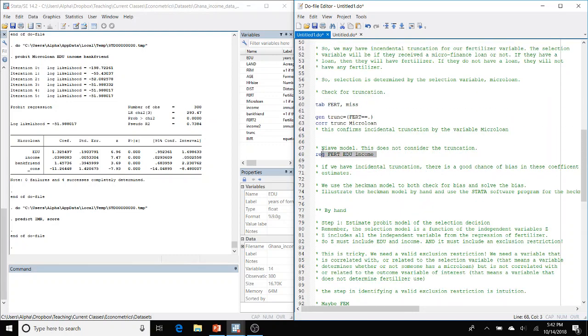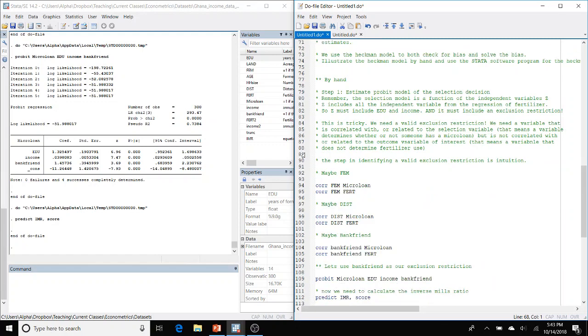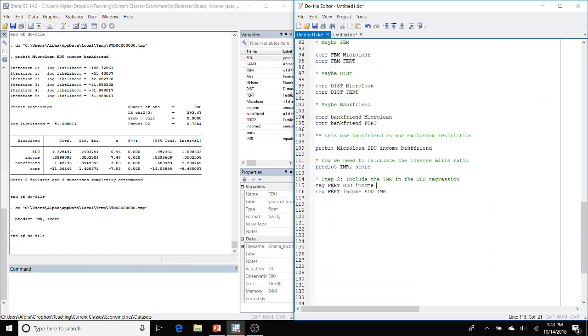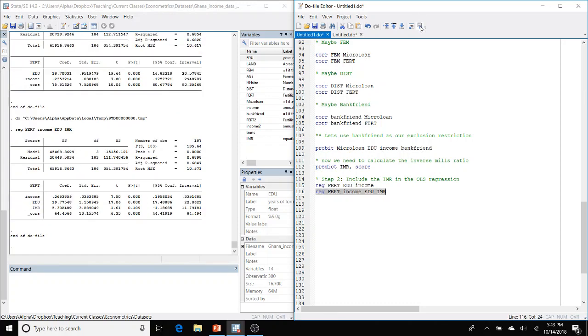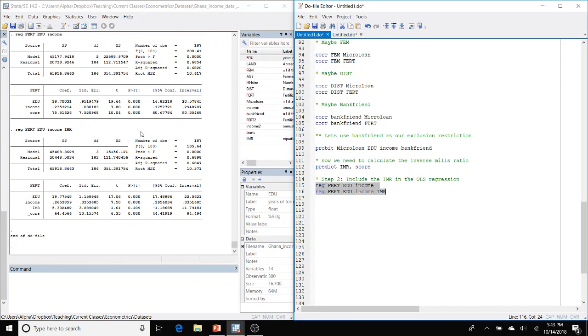Now, just for comparison, I'm going to bring the naive model down so we can compare them. So here's our naive model again, and then here's our model with the inverse Mills ratio. Oh, I put them in a different order. Let me redo this with them in the same order so it's easier to compare. All right, let's do this again. Boom. Let's compare them.